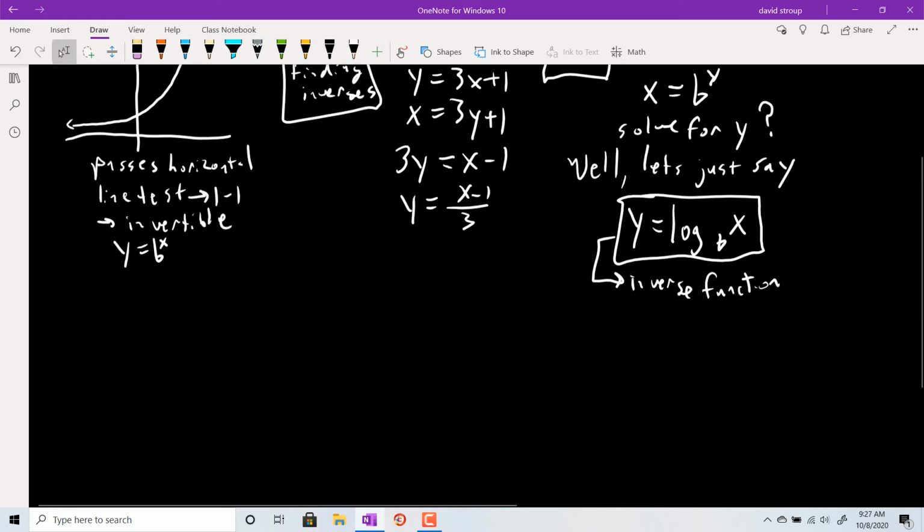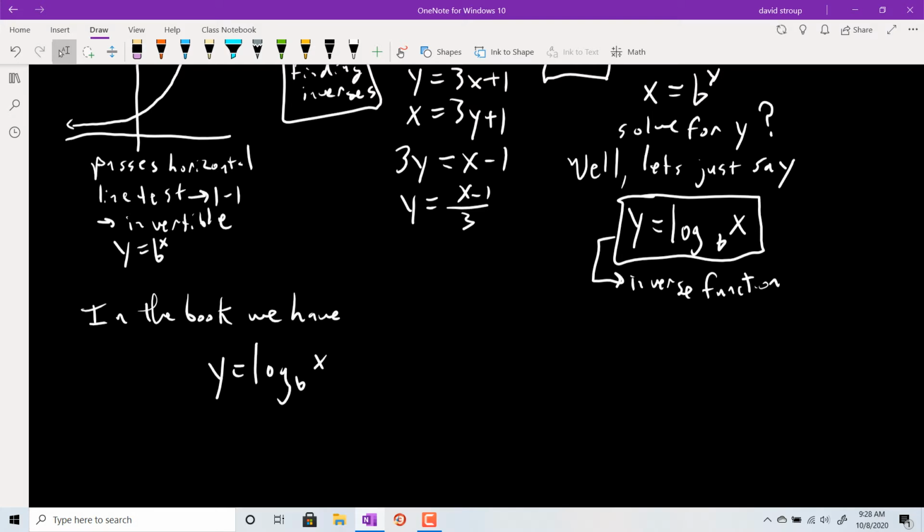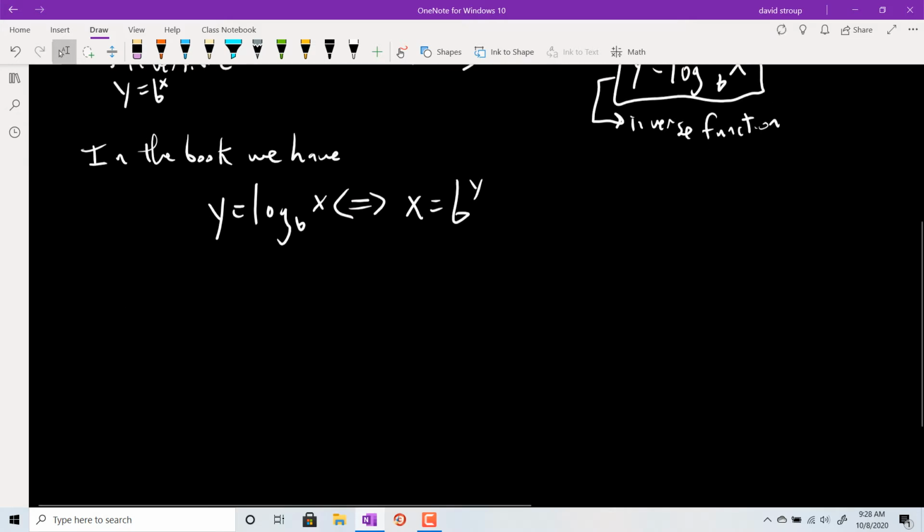Okay, so you'll see in the book the definition. So in the book, we have y equals log base b of x is equivalent to this idea x equals b to the y. So you kind of have to think of it that way when you go and work with these things. Okay, so working with the logarithm, the first kind of problems, I just want to convert from exponentials into logs. So I'm going from exponential form into log form.